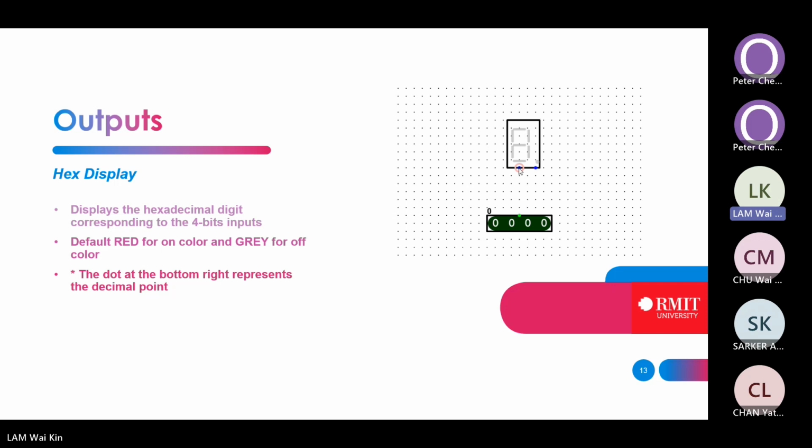Next is the hexadecimal display. It looks like the 7-segment display, but it works differently. It displays the hexadecimal digit corresponding to the 4-bit inputs, just like here.